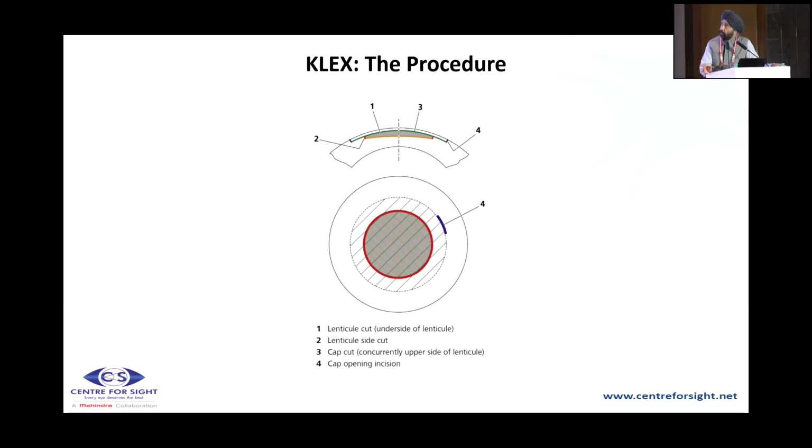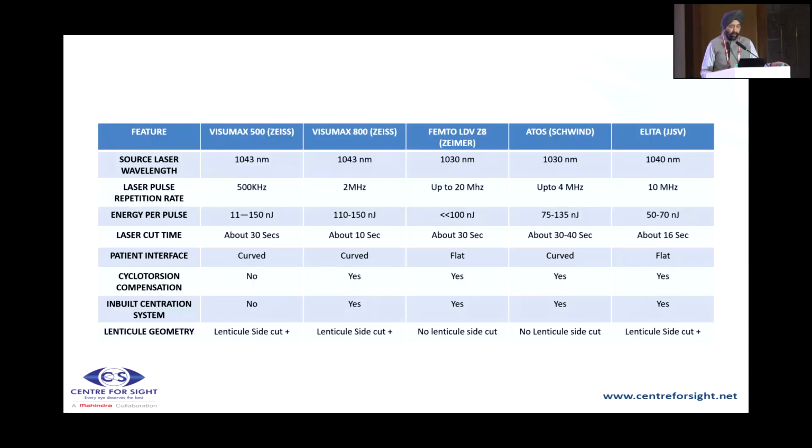So whenever you are looking at Calyx, the basic concept is that the laser passes in 4 steps. So first step is the posterior step of the lenticule. Second is the round cut. Third is the anterior, that is called the cap. And fourth is called the entry cut. So this is how you actually go about it.